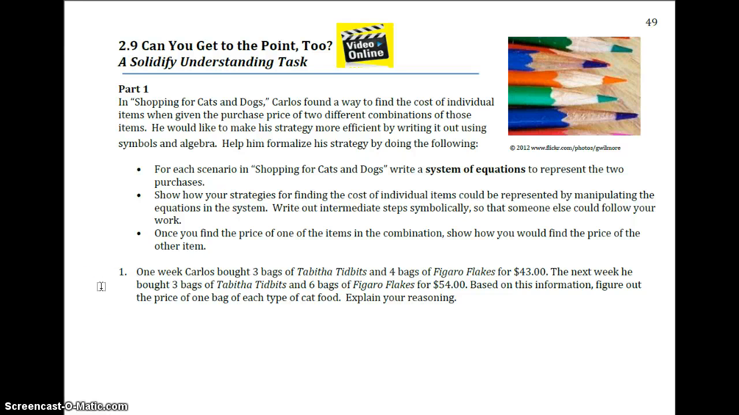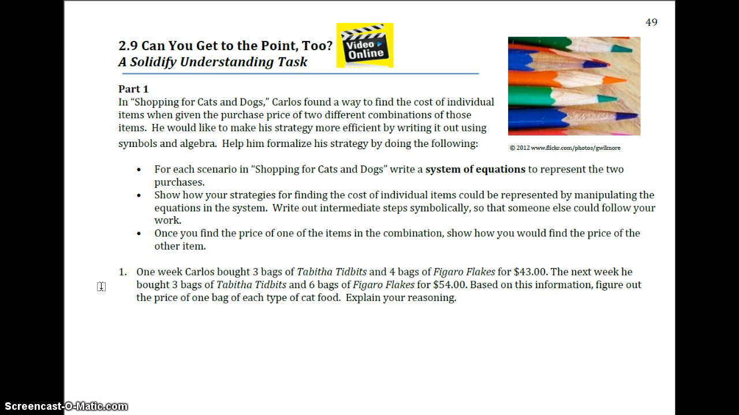Hi guys, so you are going to do task 2.9. Can you get to point 2, which is on page 49 of your module. This is a solidifying understanding test, so things should start coming together here. We're going to do a couple of solidifying understanding tasks in a row. This is the beginning of it.